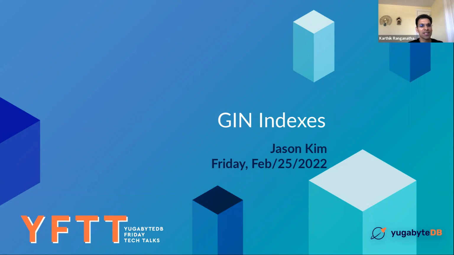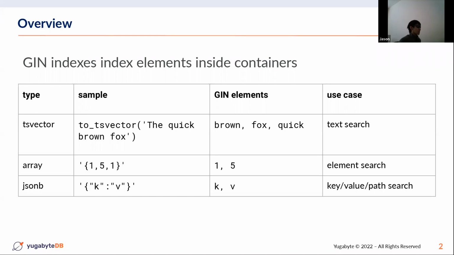Jason, do you mind first telling us about what generalized inverted indexes, or GIN indexes, are? Yeah. Unlike regular indexes that index just columns and make lookups on columns fast, GIN indexes index elements inside container columns. Container columns can be types like TS vector, arrays, or JSONBs. For example, with TS vector, it will be a bunch of words.